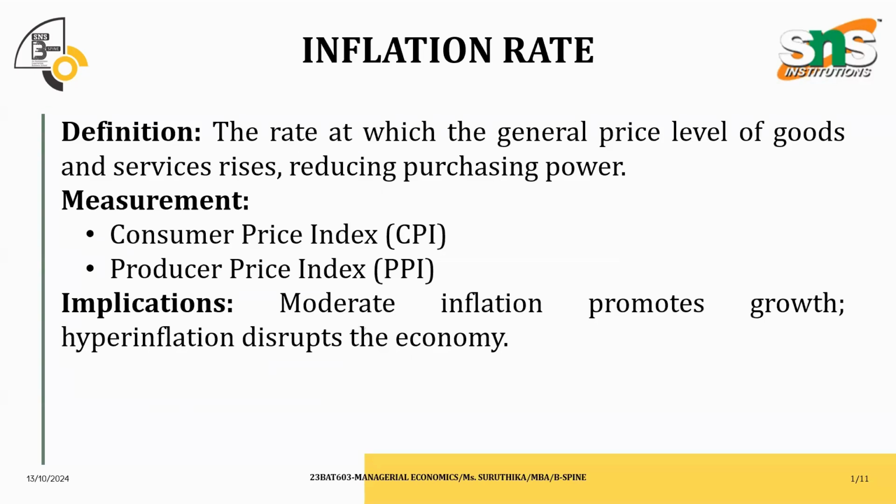The second macroeconomic indicator is inflation rate. That is the rate at which the general price level of goods and services rises, reducing the purchasing power. So what is the rate at which the price of commodities increases? In general, when prices increase, we believe the purchasing power of consumers decreases. The measurements of inflation rates can be in the form of consumer price index, producer price index, etc. The implications of inflation rate are: moderate inflation generally promotes growth. Hyperinflation would always disrupt the overall economic growth of the country.